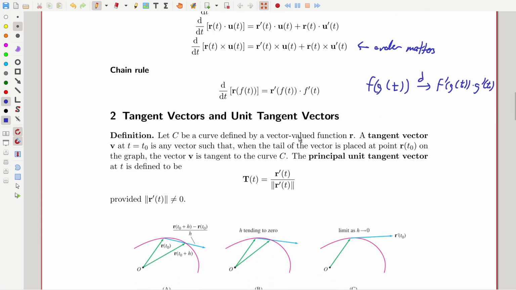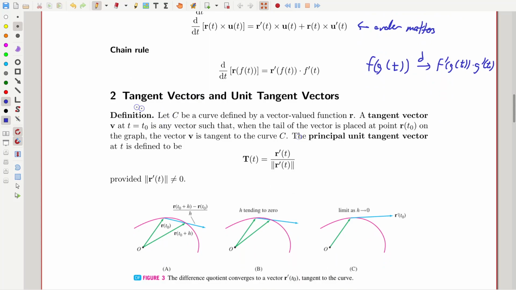Maybe whatever. Okay, next topic is this notion of a tangent vector. A tangent vector is basically what you would think it is. It's a vector that is going to point in the direction of change along a path. So it's going to lie tangent to the path, the curve. So if you have a curve C that is defined by a vector function r, then a tangent vector is tangent at a specific point t naught if when you line it up.